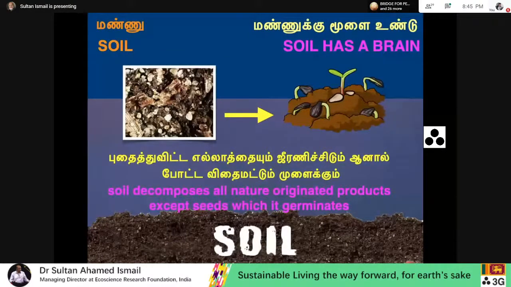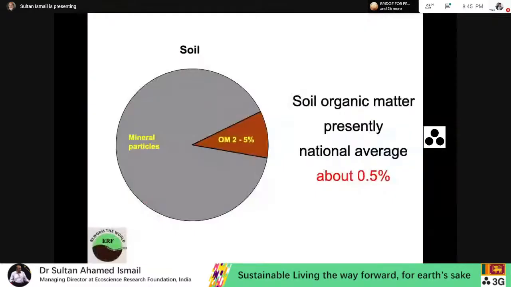Now this beautiful soil should have a lovely smell. And this lovely smell comes because of organic matter and soil organisms. India has very bad organic matter today. India has only 0.5% organic matter in soil when it should have 2 to 5%. In fact, Sri Lanka, Malaysia, all these countries should have 2 to 5% organic matter. Do we have? We don't have. Can you start working on it?